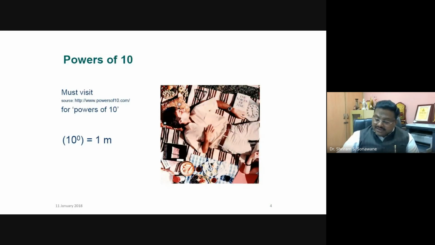This particular study is very funny, as well as very important to know the power of 10, and it is available on Google also. I deliberately brought it before you to know what the power of 10 is. This man is enjoying a picnic, laying his hand on his chest, just lying on the floor, and this image is captured from 1 meter. Next slide, please.